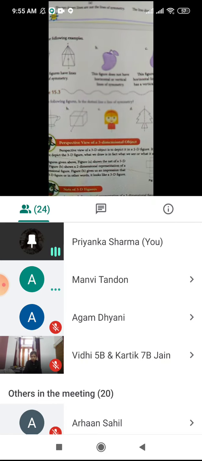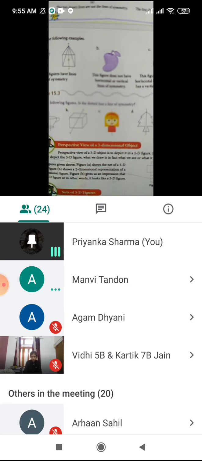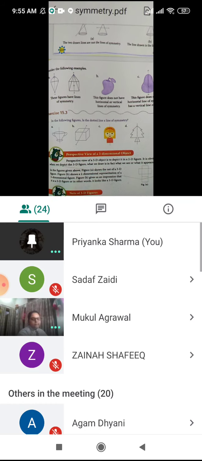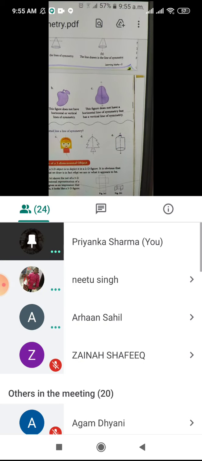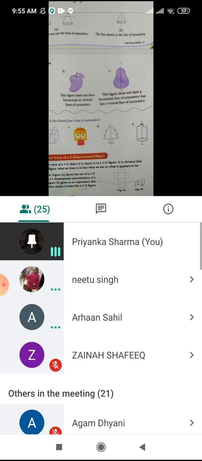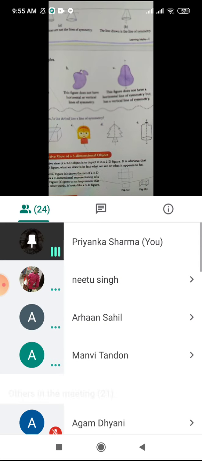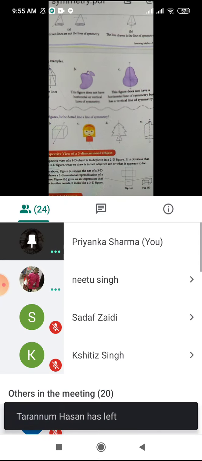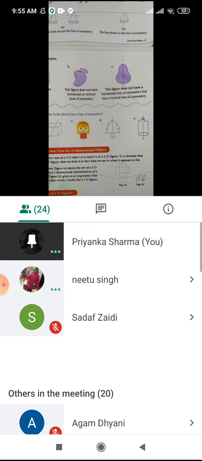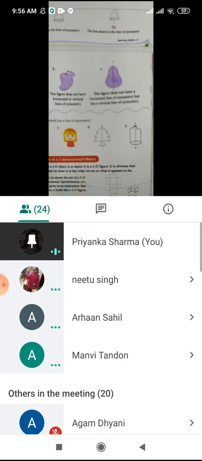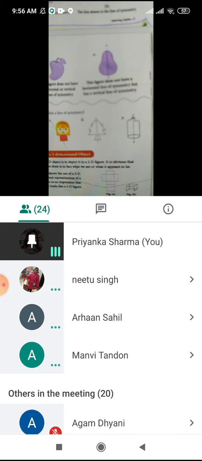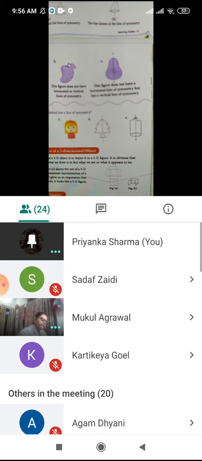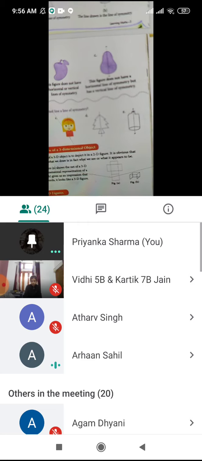Now come to the second figure. Is the line of symmetry dividing the figure in two equal parts? No. So you have to write there no. No, it is not a line of symmetry. Come to the third figure, a doll figure. Is the line of symmetry dividing the doll into two equal parts? Yes, it is dividing. So write there yes. Come on to the Christmas tree figure. Is the dotted line dividing it into two equal parts? Yes. So write there yes. Come on to the last figure, a cylinder figure.